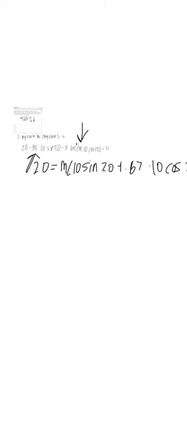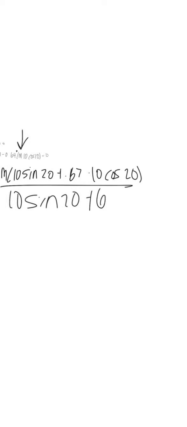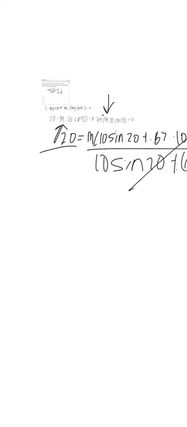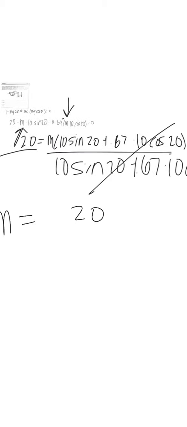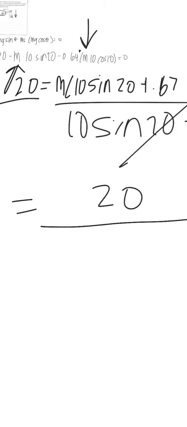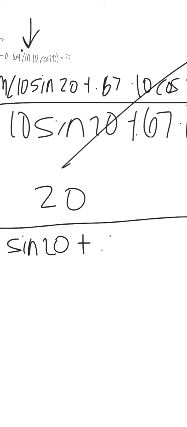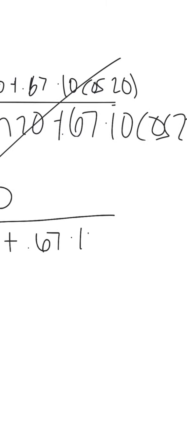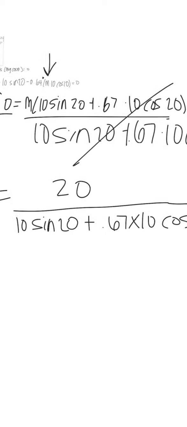So now we're solving for m. So basically we're dividing this by 20, not by m, sorry. So since we have a 20 here, we're dividing this by 10 sine 20 plus 0.67 times 10 cosine 20. So we can cross this out. So basically we're going to have m is equal to 20 divided by 10 sine 20 plus 0.67 times 10 cosine 20. So this is what we have.